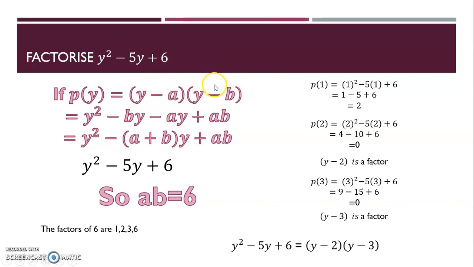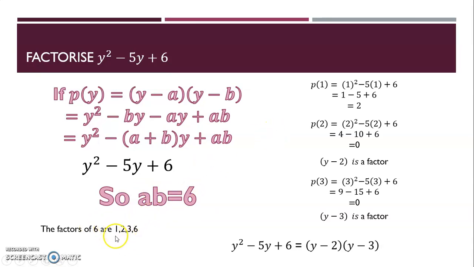Then we saw that upon expanding them, whatever a and b we have chosen, the constant term would be a into b. In our polynomial, that constant term is 6. So we know that a into b must be 6. Then we looked at the factors of 6. What are the possible ways we can write ab as 6? It could be 1 into 6 or 2 into 3.